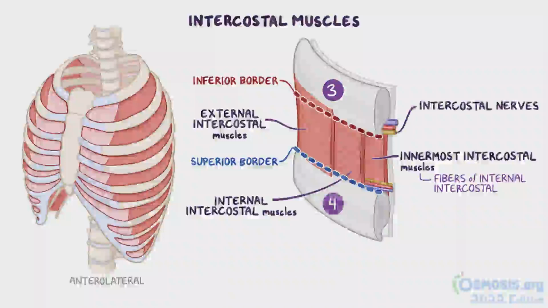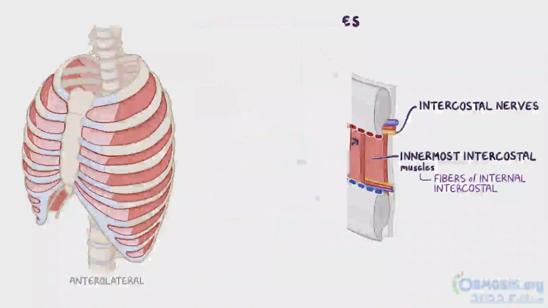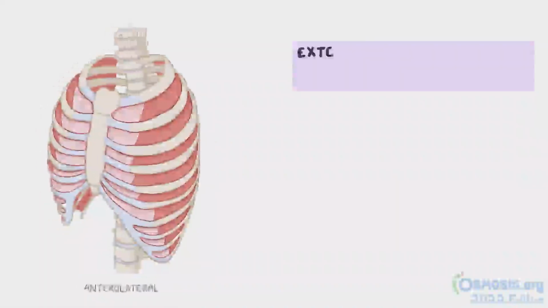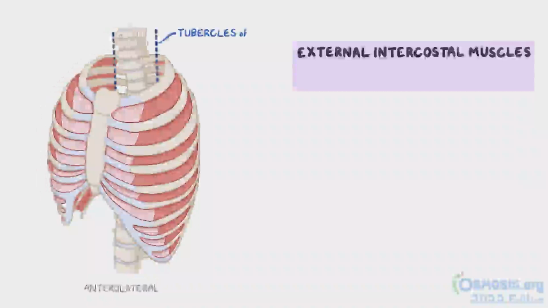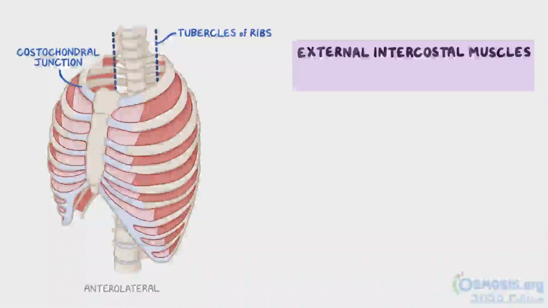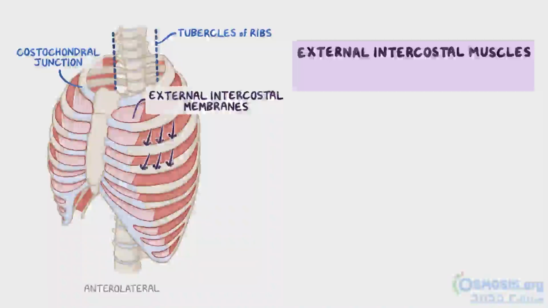The main differences between the intercostals are their fiber orientation and how far they span anteriorly to posteriorly. So let's look at the 11 pairs of external intercostal muscles that occupy the intercostal spaces from the tubercles of the rib posteriorly to the costochondral junctions anteriorly, where the most anterior muscle fibers are actually replaced by fascia called the external intercostal membranes. These muscles run infero-anteriorly from the rib above to the rib below.